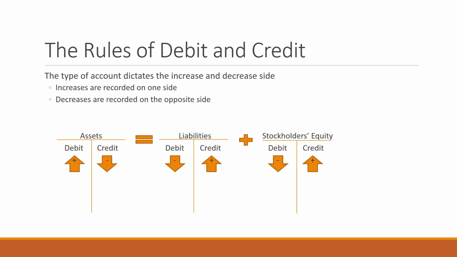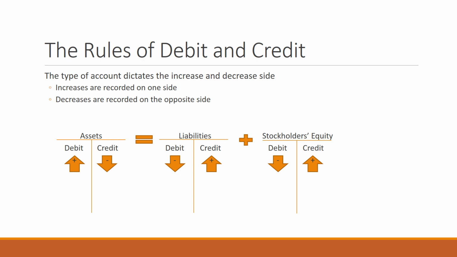Now here are our basic rules of debit and credit. Remember, the type of account dictates the increase and the decrease side. Debits are always on the left-hand side of the T account. Credits are always on the right-hand side of the T account. Increases are recorded on one side. Decreases are recorded on the opposite side. And again, this is dependent on the type of account. Assets, for example, are increased with a debit entry and decreased with a credit entry.